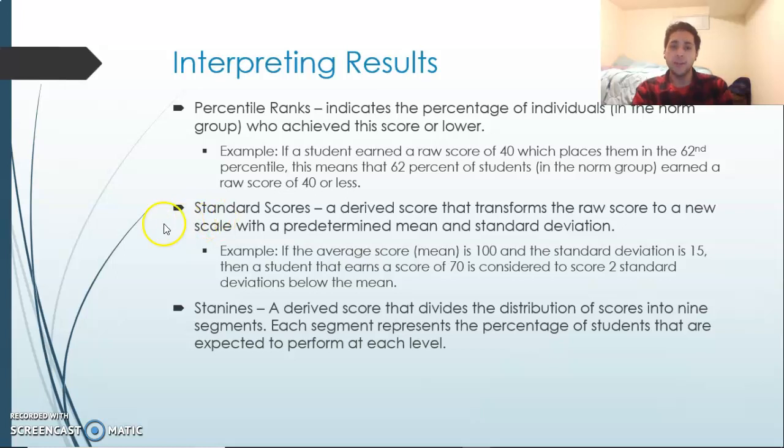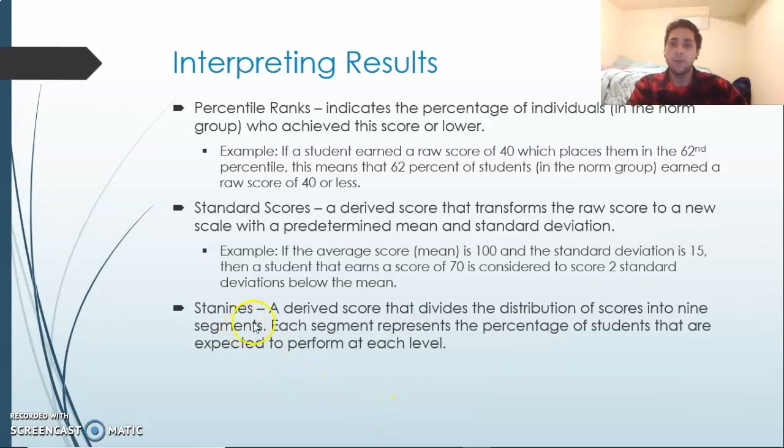The next one is standard scores. These are the ones that are most commonly used. So with this, it is a derived score that transforms the raw score to a new scale with a predetermined mean and standard deviation. This will make a little bit more sense once I show you the visual on the next page that relates all three of these scores with each other. But an example of this is that if the average score, or the mean, is 100, and standard deviation is 15, then a student that earns a score of 70 would then have 2 standard deviations below the mean.